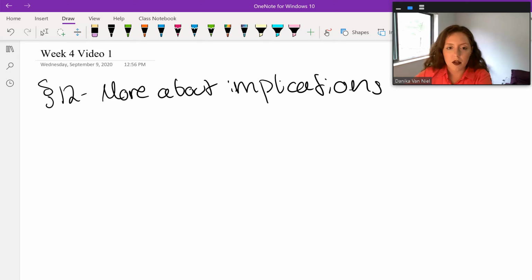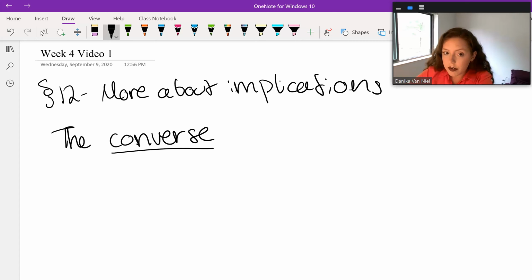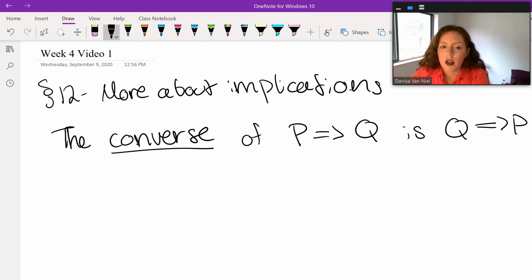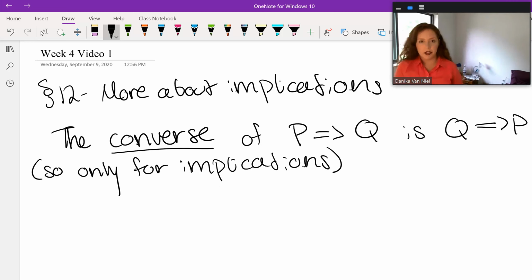Okay. So that's what I mean when I say we're going to talk about implications. The converse of P implies Q is Q implies P. So this is only for implications. This is not like negation where you could negate any statement that you want. When talking about the converse of a statement, it's already assumed that the statement you're talking about is an implication.